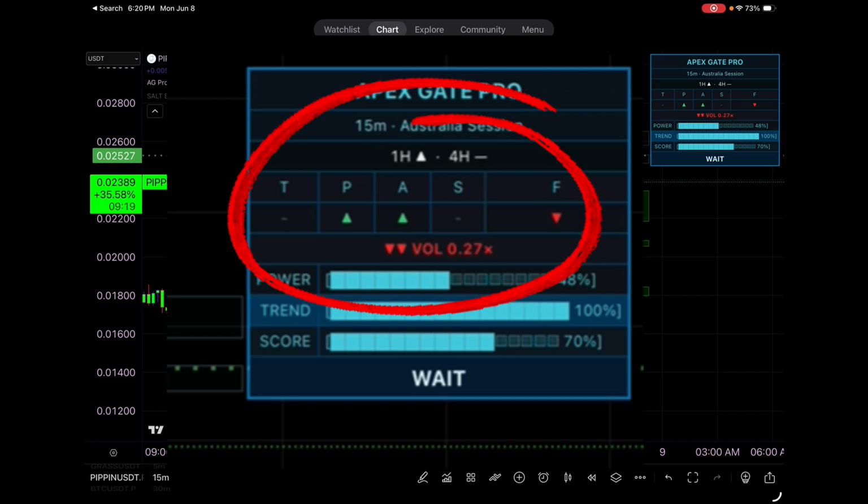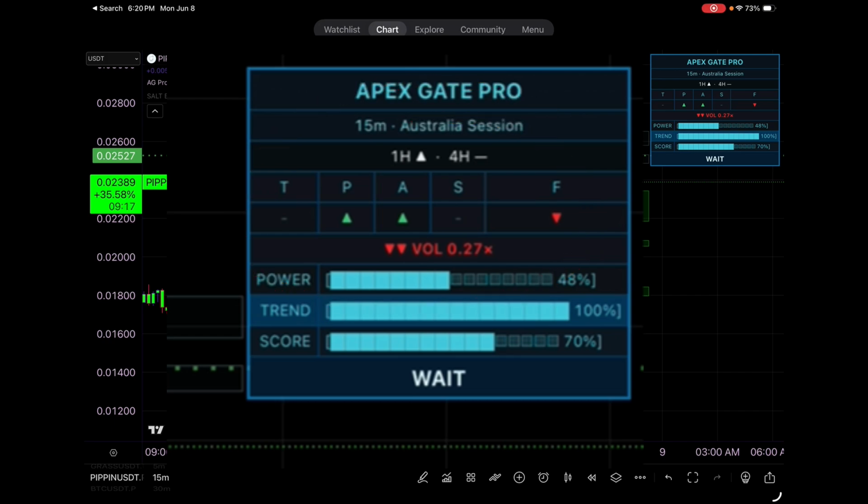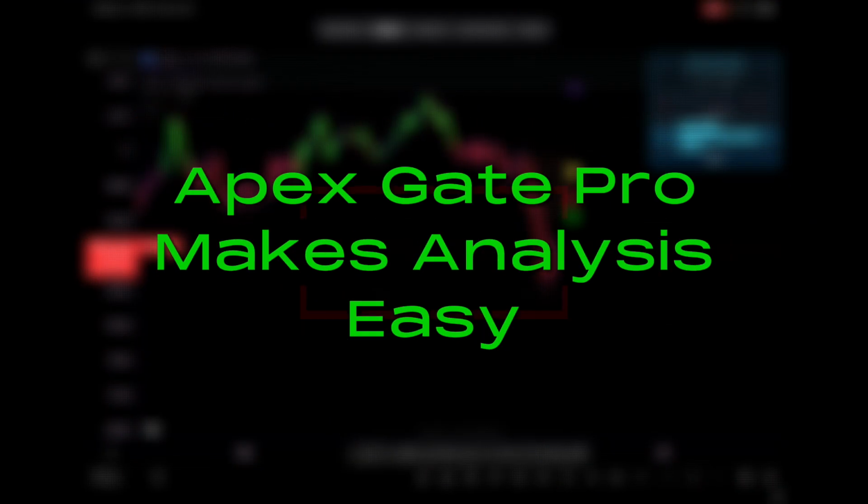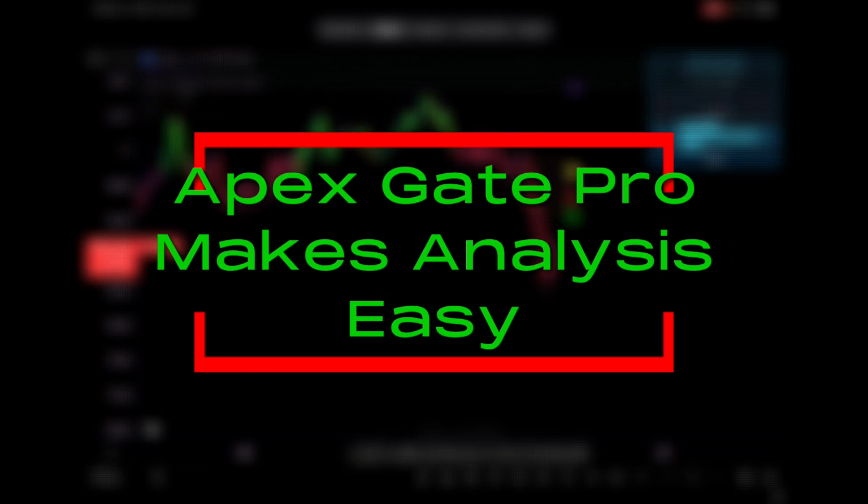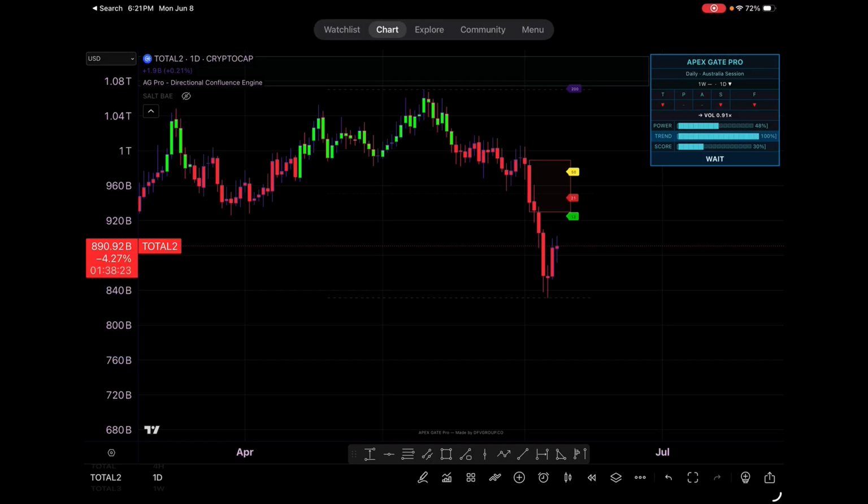And then this will predict a verdict. And so as you see, we're in a wait status. One of the main reasons why I love this Apex Gate Pro is because I like to look at the total 2s and the total 3s to see where the market is before I enter into a trade. And as you see, it's so easy to make your top-down analysis with this.